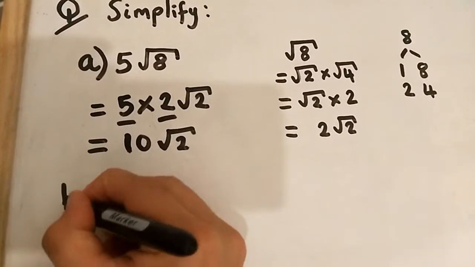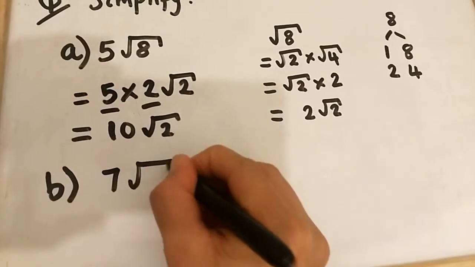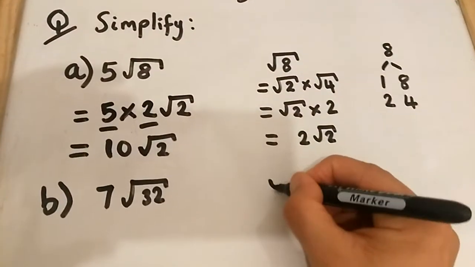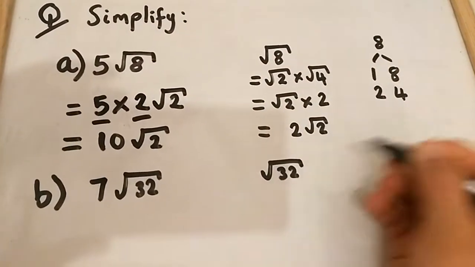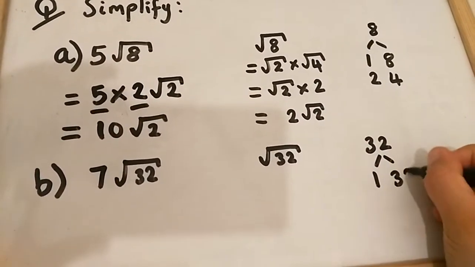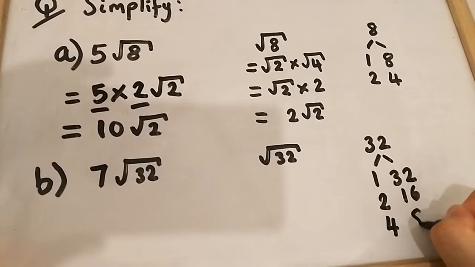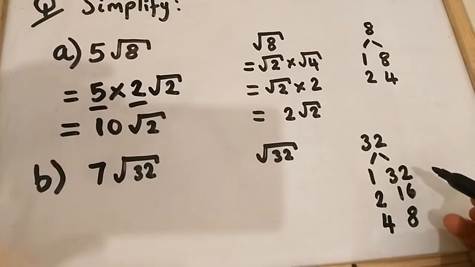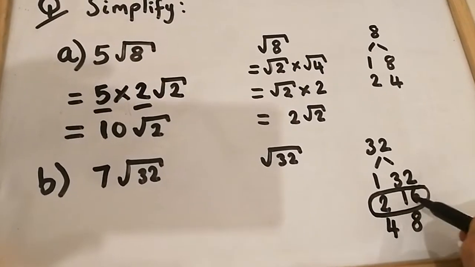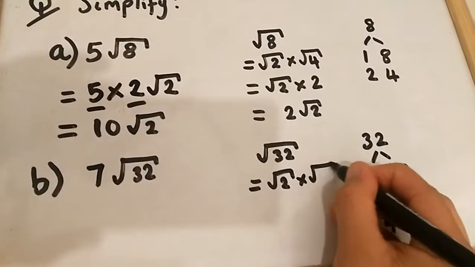Second example. 7 root 32. So first of all, we're going to find out the factors of 32 so that we can simplify it. 1 times 32, 2 times 16, and 4 times 8. Pick the pair that has a square number, and remember it's the highest square number that we're going for. So we get root 2 times root 16.